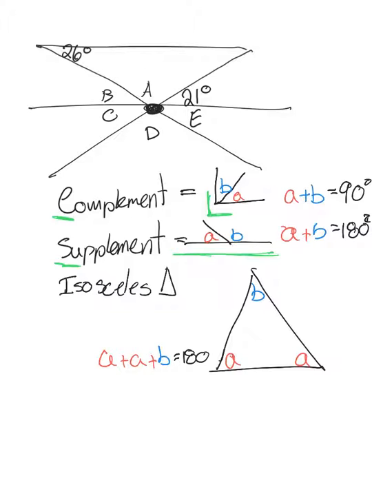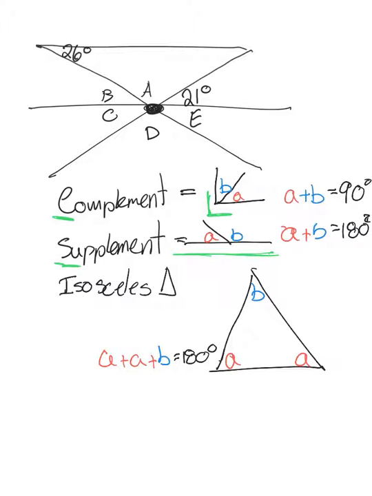So isosceles triangles, actually every triangle, equals 180 degrees. Every triangle. If you can make a triangle that doesn't equal 180 degrees, then I'll give you $1 million. But you can't. So we can use this information to solve the problem above.